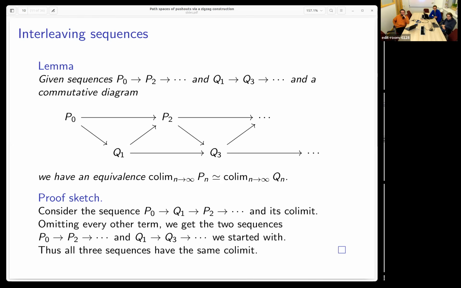So it's the zigzag construction because it describes types that can be thought of as being inhabited by zigzags. Yeah, I would say this. Okay, great. But also there's a zigzag in this diagram, I would say.